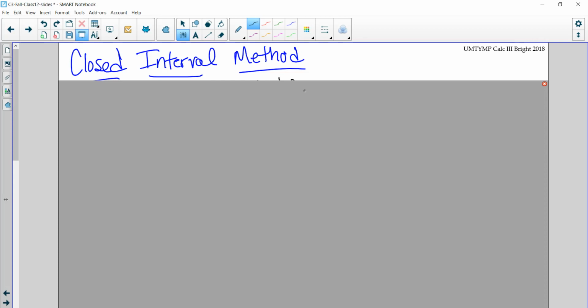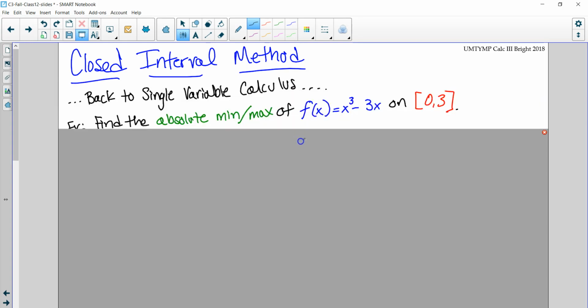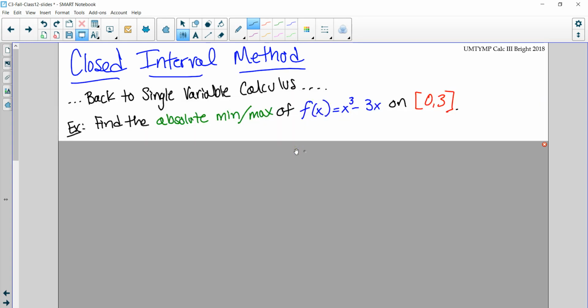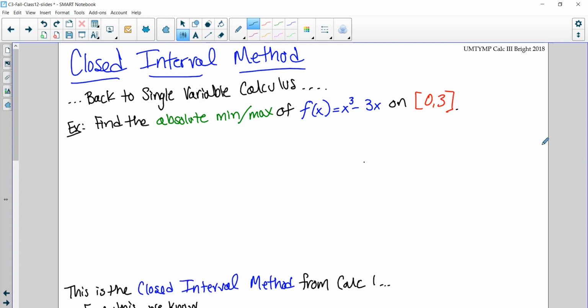Now, having done an example with finding extreme values using critical points and the second derivative test, we need to remember that back in single variable calculus there was this alternative idea of classifying extreme values called the closed interval method. And really the idea here was to say, well, if we wanted to find an absolute min and max of a function on an interval that was restricted to us, what we could do was say, okay, well, we can still find the critical points, so we do f prime, and then what do we get?